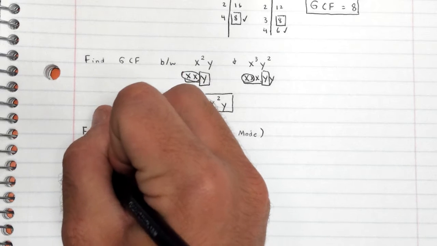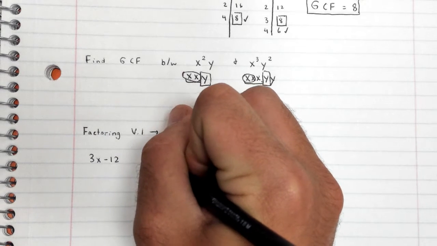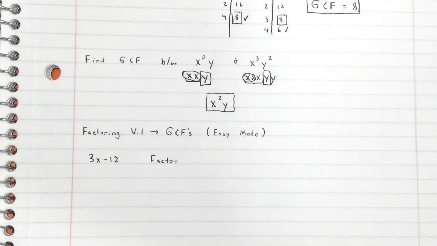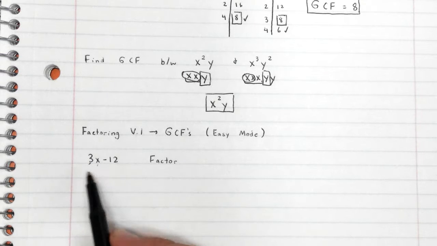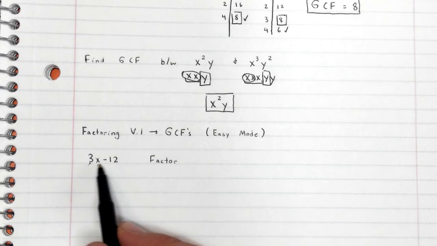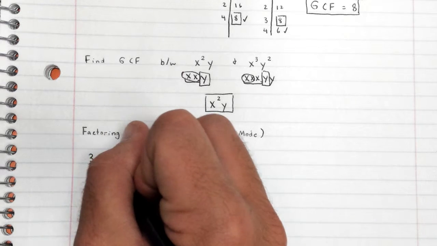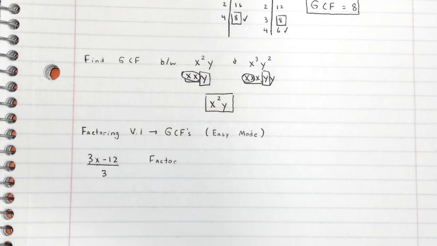Let's say I gave you 3x minus 12, and I told you to factor. Well, I see that this is a 3x and a 12. They don't share any variables, but I think there's a GCF between them. The biggest number I could divide into both 3 and 12 is a 3. So, this 3 that I'm dividing out is the GCF. It's the biggest thing that 3 and 12 have in common.